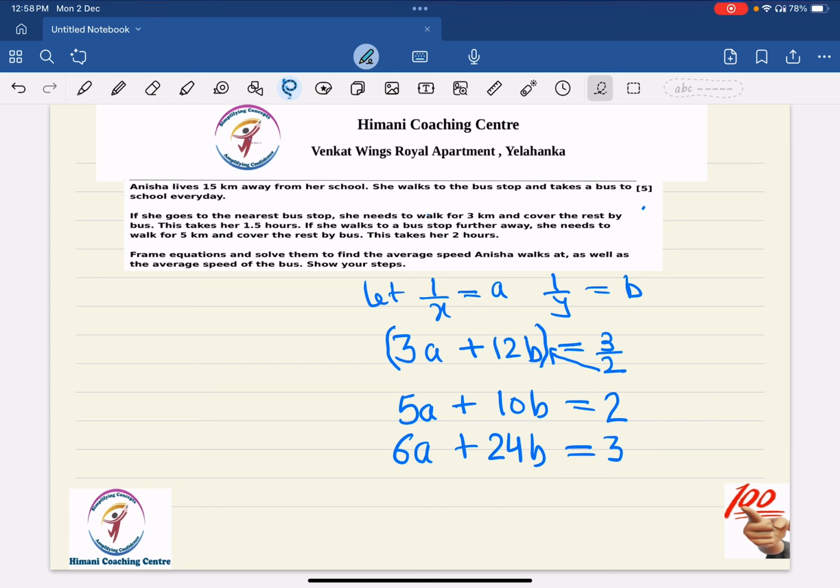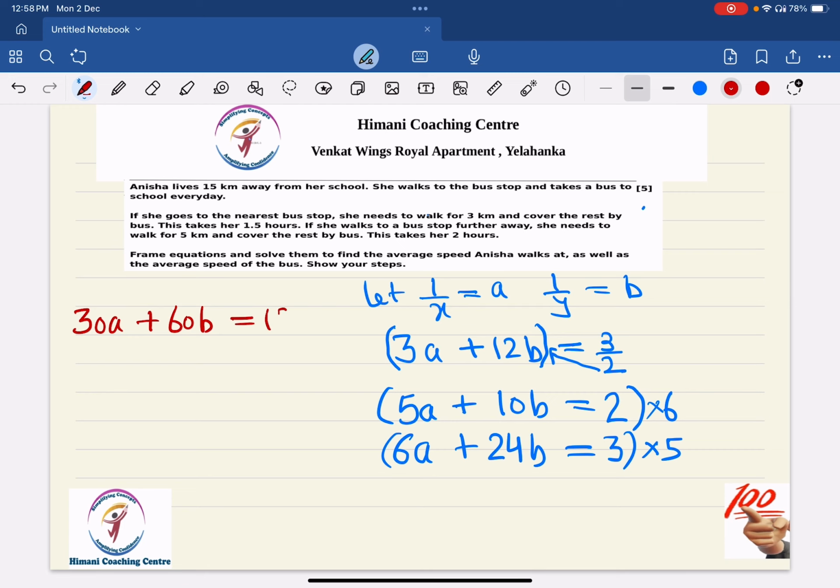What will I do? Let us say I want to get rid of a. So what should I do? Multiply equation 1 by 6 and equation 2 by 5. Let me use a different color. So if I do that, 6 times 5 gives me 30a plus 60b, which is equal to 12. Then second equation, 30a plus 120b equals 15. Now both the signs of coefficient of a are positive, so in order to solve I will have to subtract. So I will do minus.